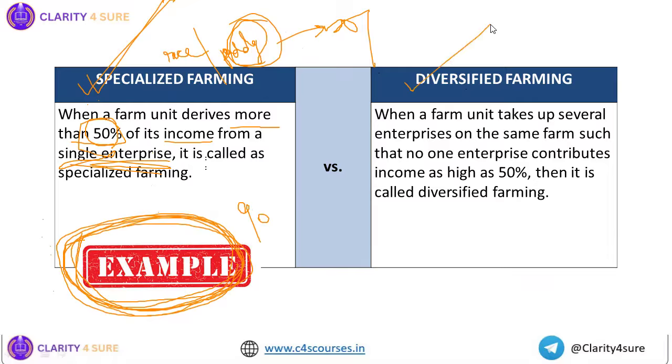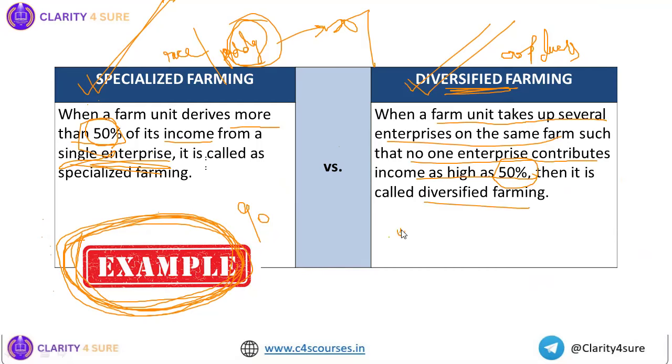And whereas when we talk about diversified farming, as the name suggests, diversified, that means there will be crop diversification, right? In this kind of farming, we will have crop diversification. So when a farm unit takes up several enterprises on the same farm, such that no enterprise contributes income higher than 50%, then it is considered to be diversified farming. That means there are many enterprises.